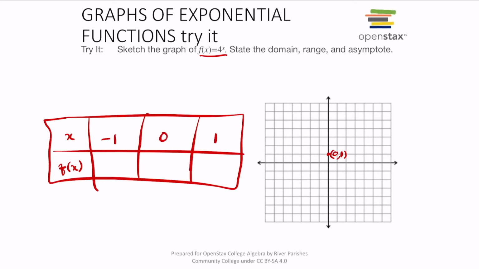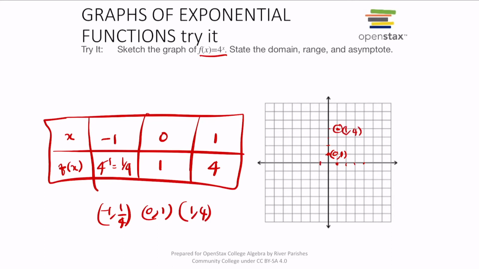So f of x becomes 4 to the power -1, which is 1/4; 4 to the power 0, which is 1; and 4 to the power 1, which is 4. So the points are (-1, 1/4), (0, 1) and (1, 4). So for (1, 4), this is 1 here, and 4 is 1, 2, 3, 4. So this is the point (1, 4). Next you have -1, so this is (-1, 1/4). So this point is somewhere here.